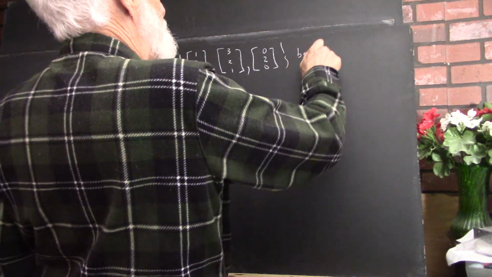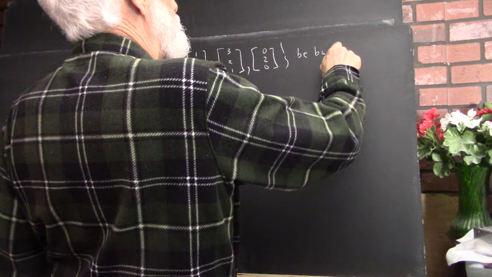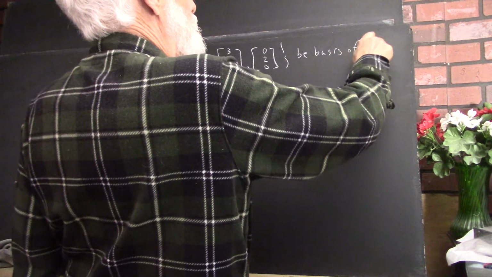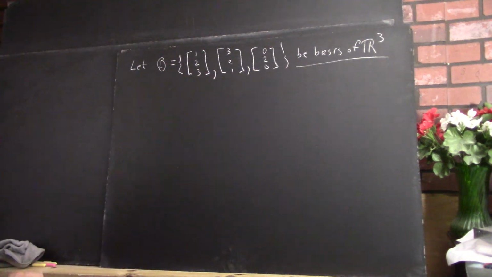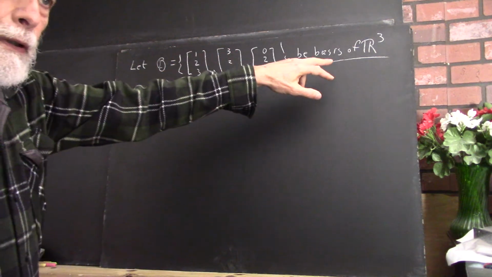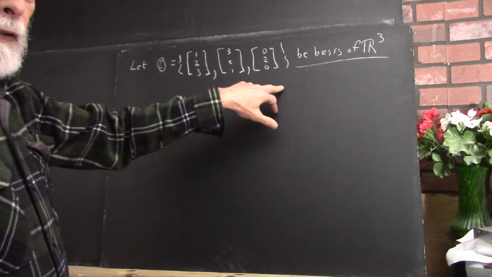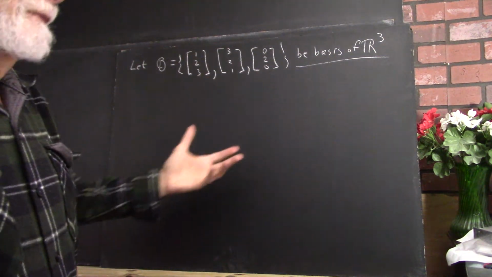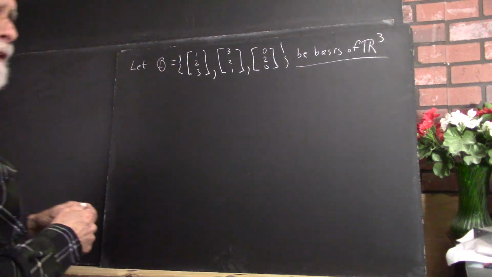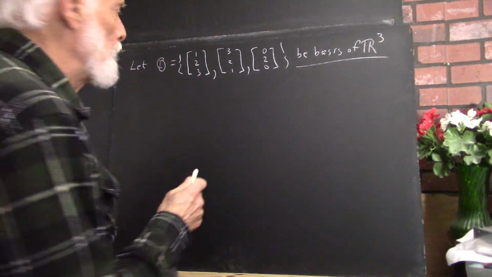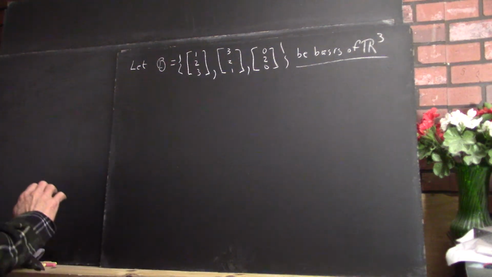But now, you let this be a basis of R3. R3 we know has dimension 3. We've got 3 vectors here, none of them are orthogonal to one another, or to any of the others. It follows we have a basis. Okay, so here's our basis.